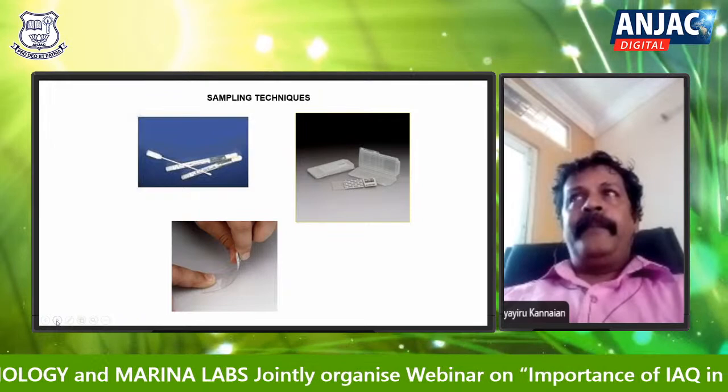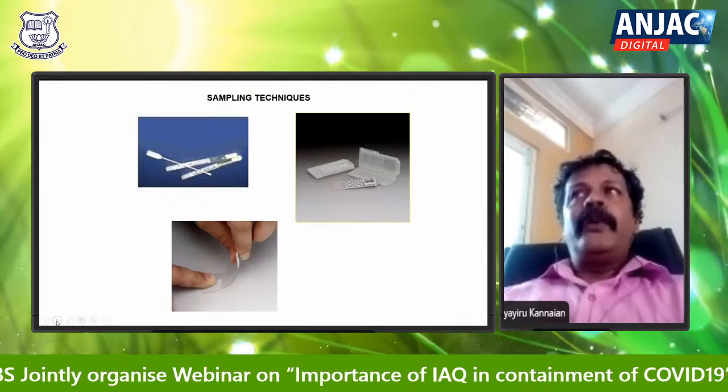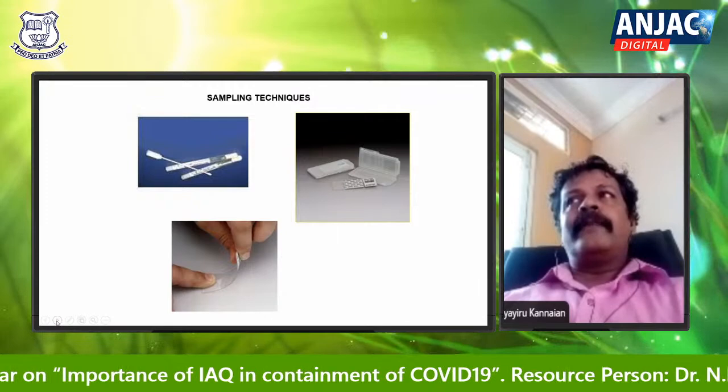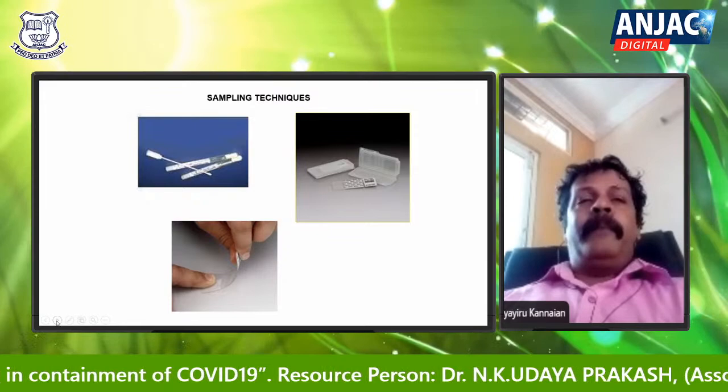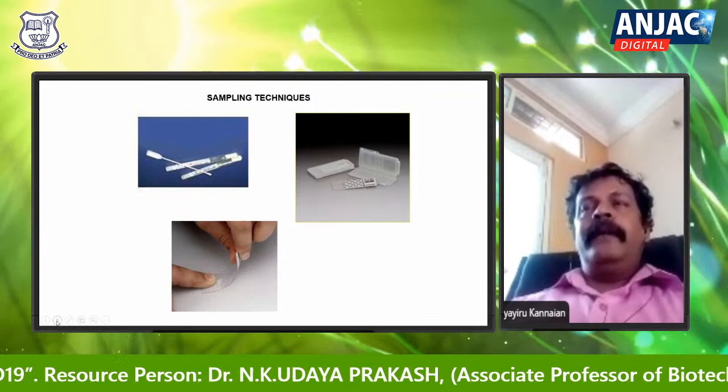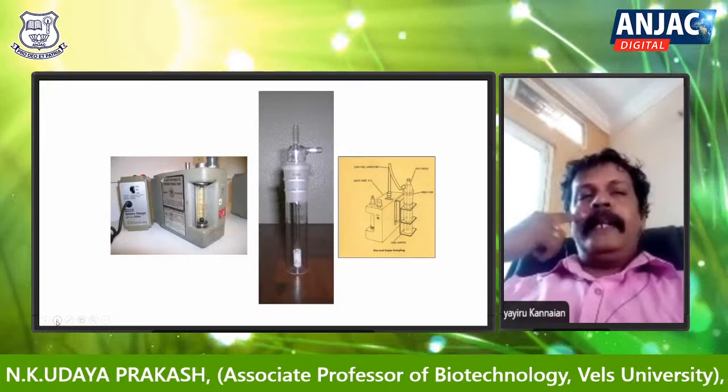So a flow rate will be there in the suction pump. Whatever the desired flow rate, you fix it. Then in this particular impinger, you use the buffer for the isolation of virus. So the virus will get into the buffer. This buffer can be taken for sequencing. Finally, you can identify the virus. Next slide, please. Next slide.